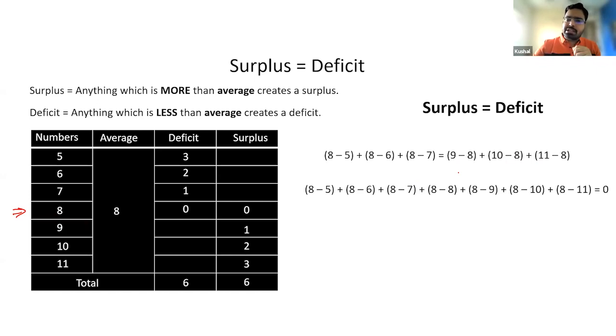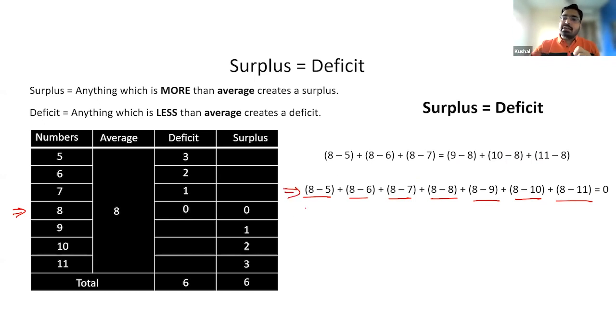Let me take everything to the left hand side, and this is what I'll get. 8 minus 5, 8 minus 6, 8 minus 7, 8 minus 8. And then if it goes on the other side, it will become 8 minus 9, 8 minus 10, 8 minus 11. And that value is equal to 0. Now, this equation has got its own relevance.